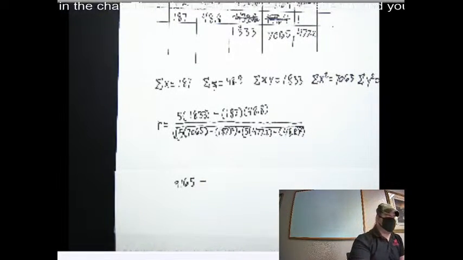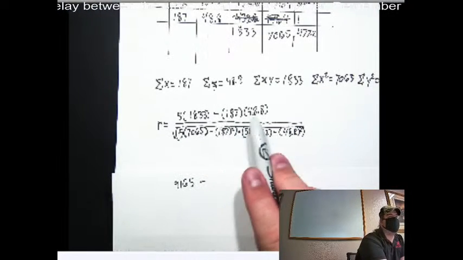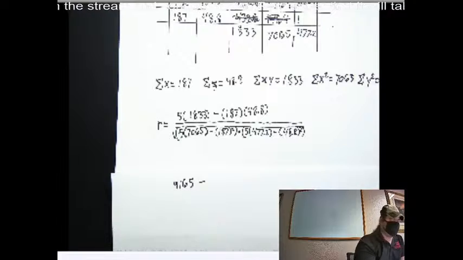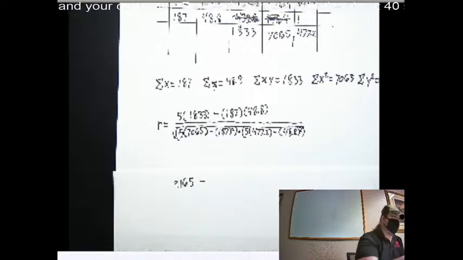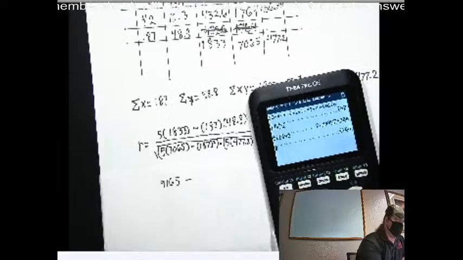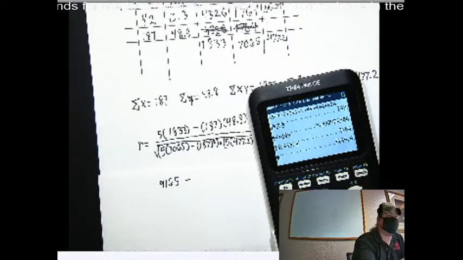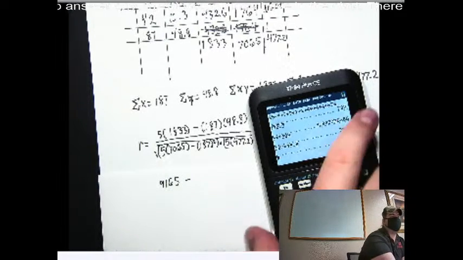We have another place that we can multiply though, and that's right here. 187 times 48.8. So we're going to go ahead and multiply those as well. So 187 times 48.8 equals 9,125.6.